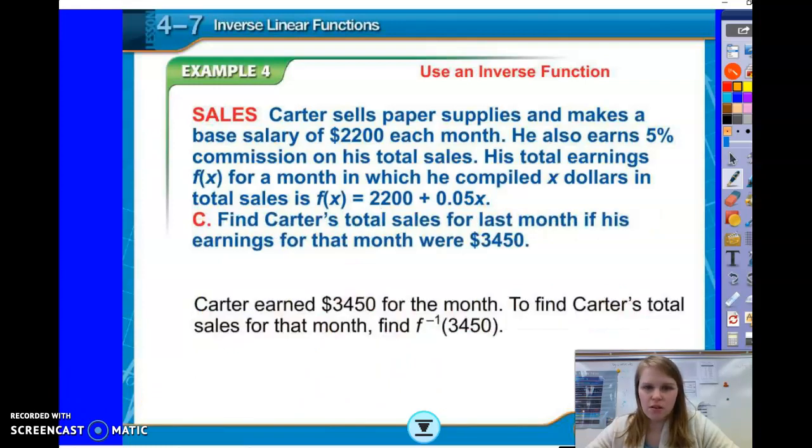Let's do another one here. Oh, and this part's asking here, find Carter's total sales for last month if his earnings for that month were $3,450. So what they're saying here is plug this in. If this is the dollars, what do we need to do here? Use the equation that we just had, right? Find Carter's total earnings. So they're saying find the inverse function of this.